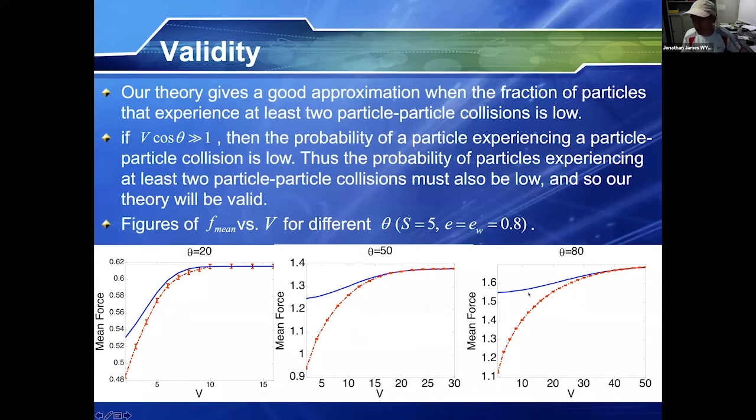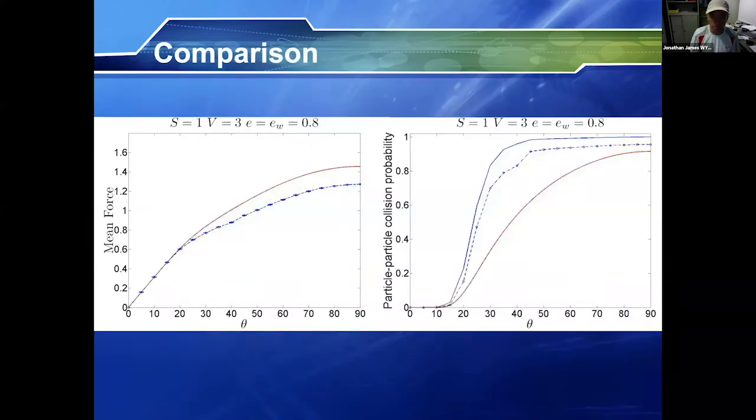However, when the angle gets big, close to 90 degrees, the theory is not working for small V, but works better for large V. And that's kind of what you would expect.